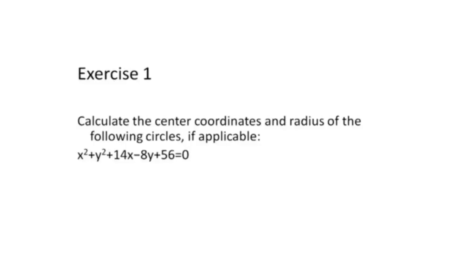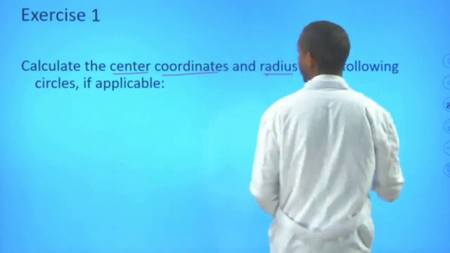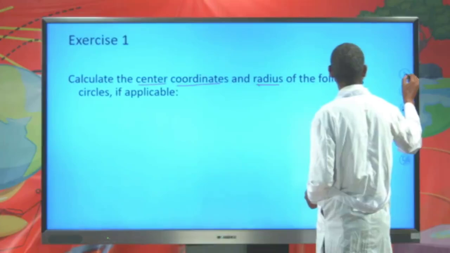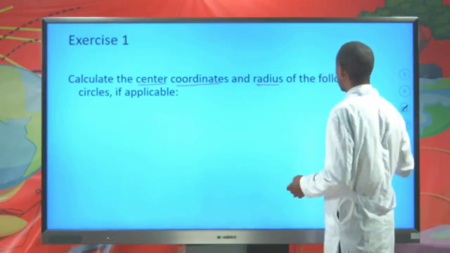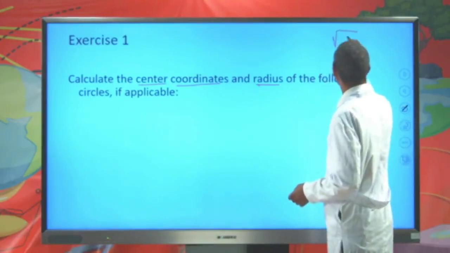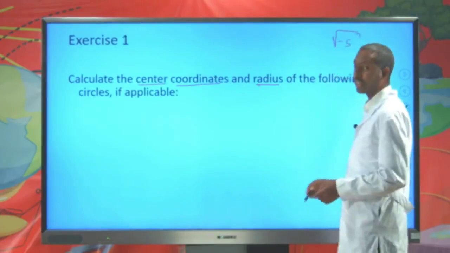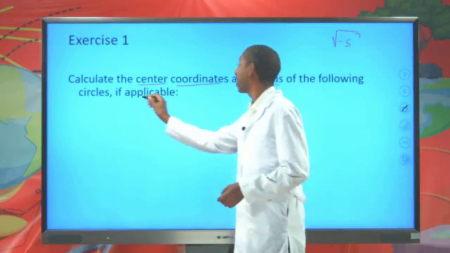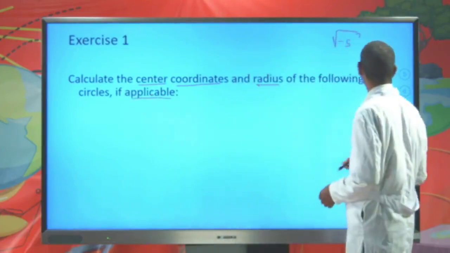Exercise, it says calculate the center. So we are required to find the coordinates of the center and the radius of the following circles, if applicable. Sometimes it is not possible to find the radius. For example, if I have the square root of, let's say, -5, in the set of real numbers this is not defined. In that case, we may say it is not applicable, or it is not the equation of a circle.